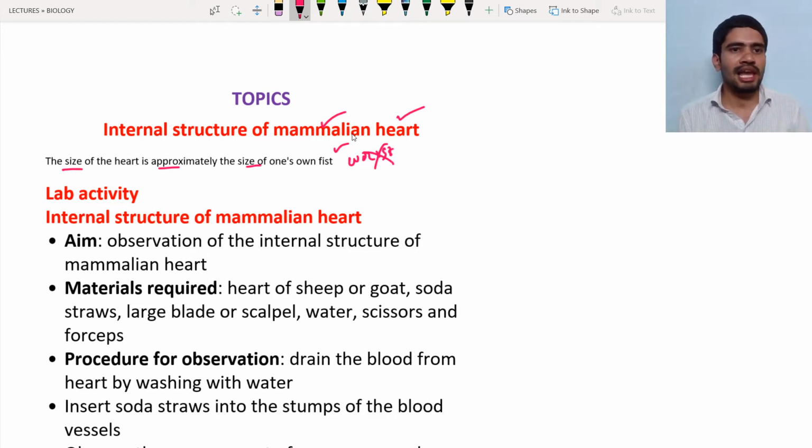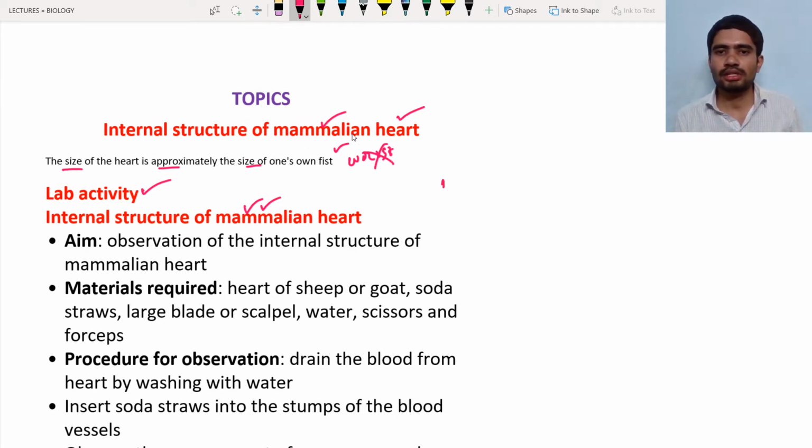Next is the lab activity. In this lab activity, we have to observe the internal structure of the mammalian heart. So the question here is, what is meant by mammalian heart? Any organism which has mammary glands is known as a mammal.